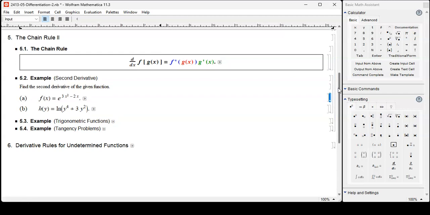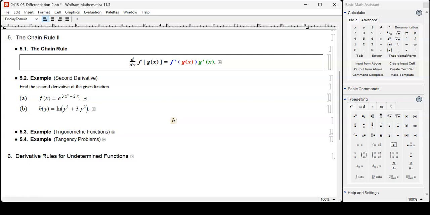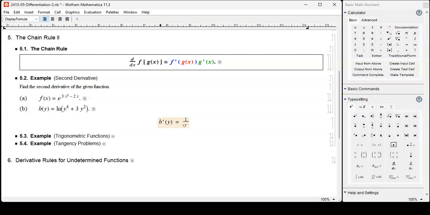Now, most of the time you're going to have to do the product rule, but here's an exception. Let's calculate the derivative of this logarithmic function. What is the derivative of log? Derivative of log of x is 1 over x. Derivative of log of y is 1 over y. Derivative of log of t is 1 over t, etc. So 1 over whatever is inside: y to the 4th power plus 3y squared.